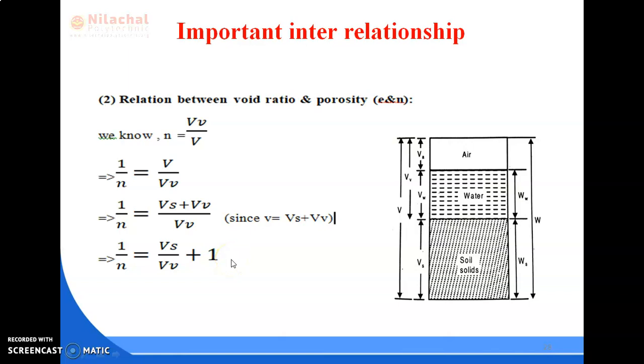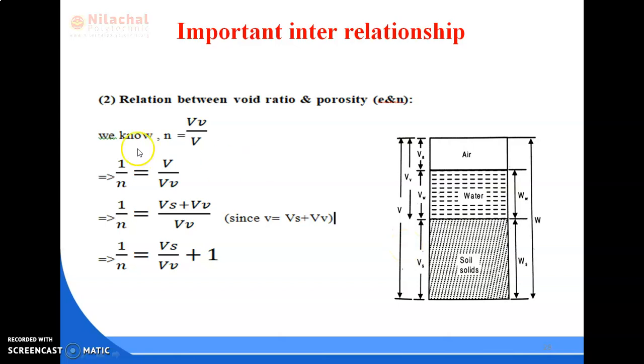Hello everyone. In this lecture, we are going to find out the different interrelationships between the different terms. So let us discuss another relationship between void ratio and porosity, that means the relationship between e and n. So this is a three-phase diagram. I have already told in the previous lecture that to find out every interrelationship, the first work is to draw the three-phase diagram. This is the most important diagram.